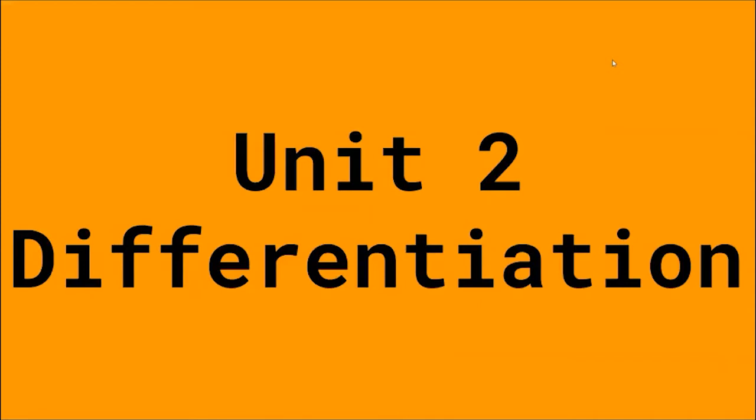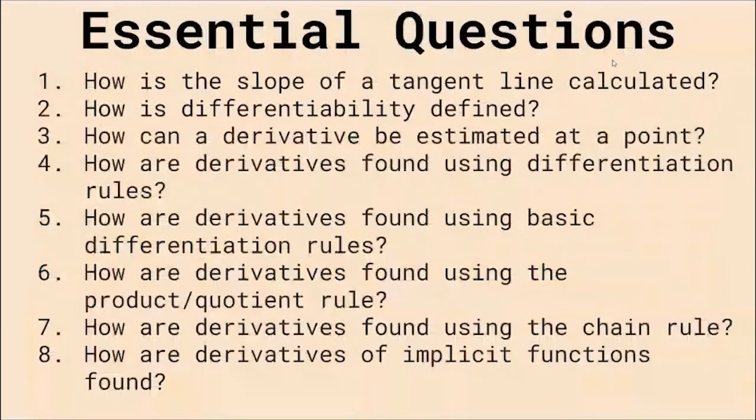Here are the essential questions. I'm not going to read over these right now, but you should be able to answer all of those questions by the end. Okay? So if I said, number 1, how is the slope of a tangent line calculated? You should be able to find that. You should be able to tell me how to do that. Slope of a tangent line is the same thing as the slope of a point, so that's the derivative, essentially.